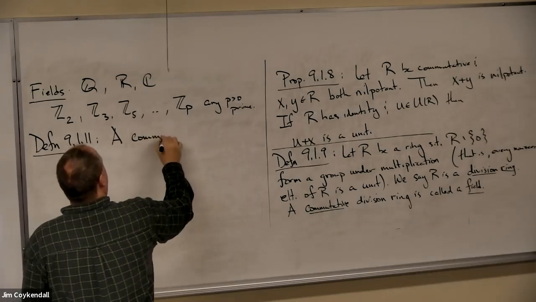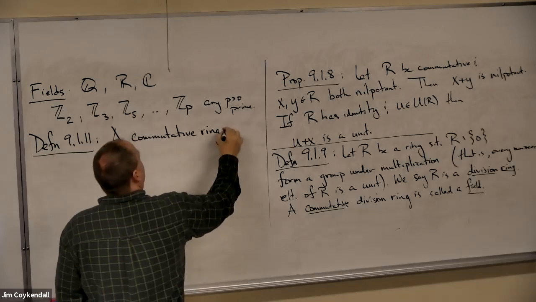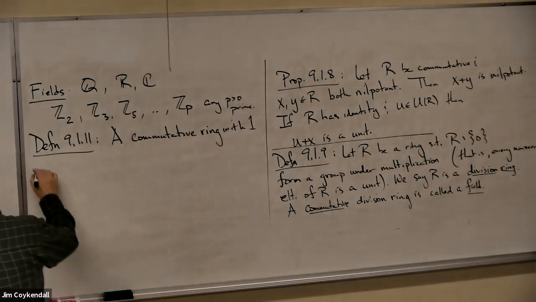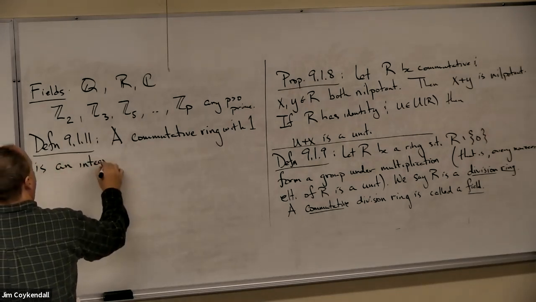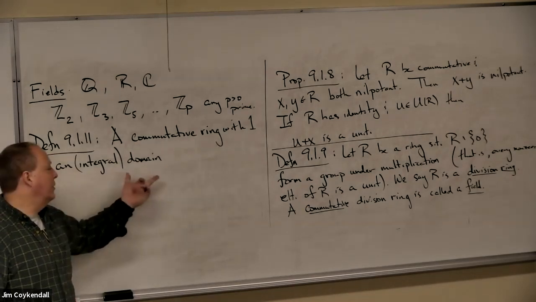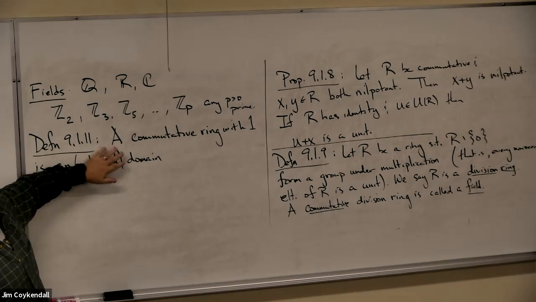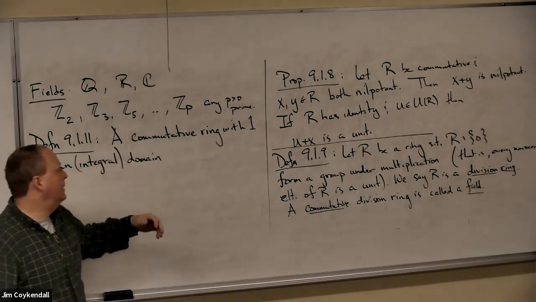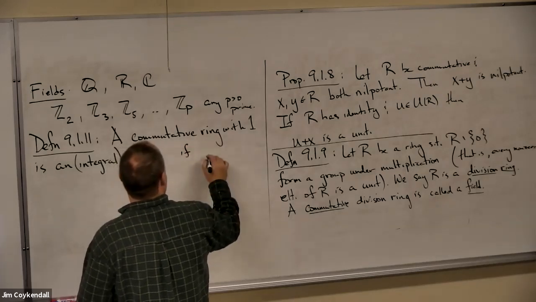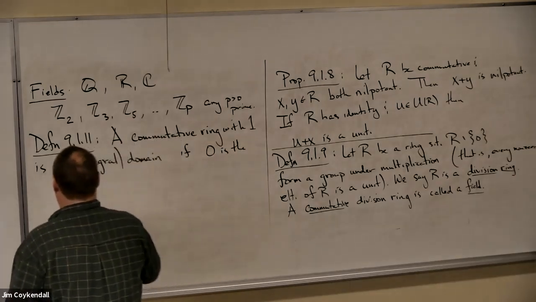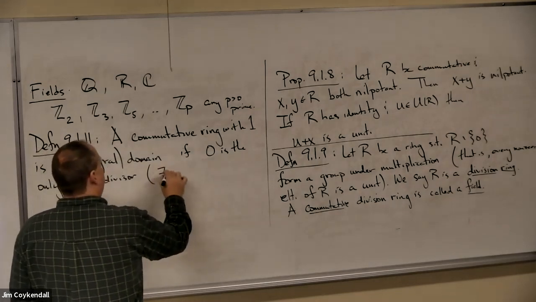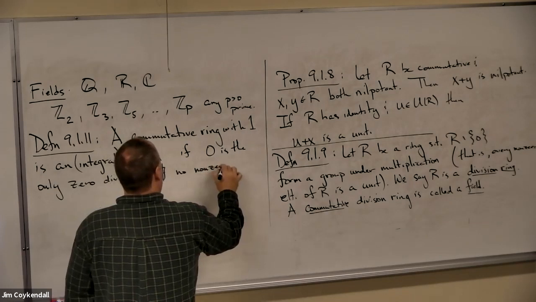A commutative ring with one, this is important. In this definition, I would always demand my ring to be a commutative ring with identity. It is an integral domain if zero is the only zero divisor. That is to say, there exist no non-zero zero divisors. The correct terminology is what we're calling an integral domain. Sometimes I will leave the word integral out. So if I ever say let R be a domain, I mean an integral domain.